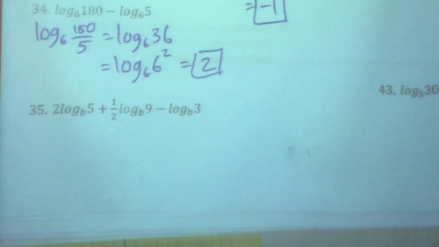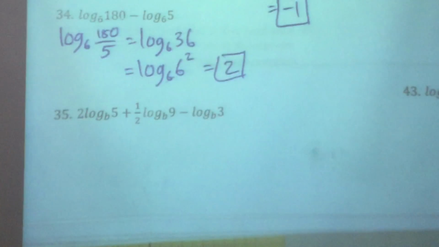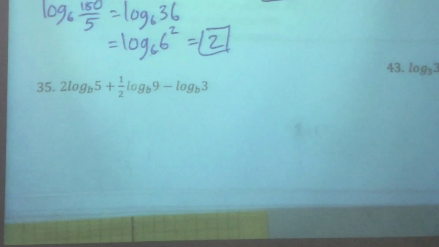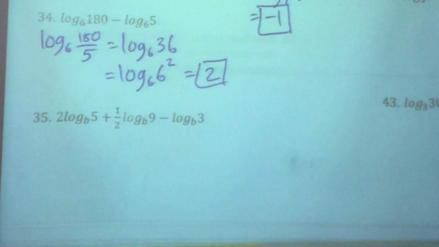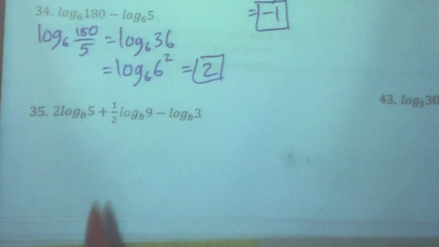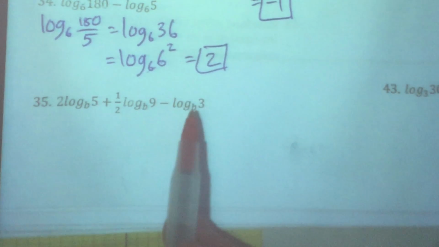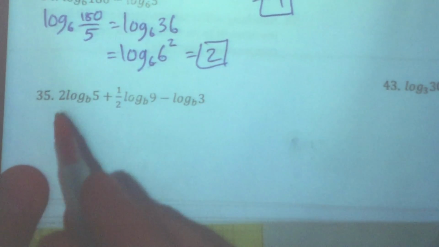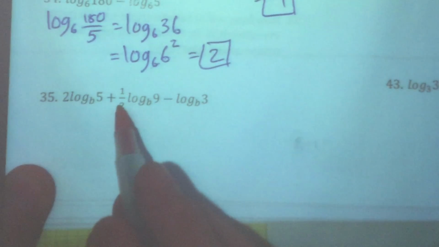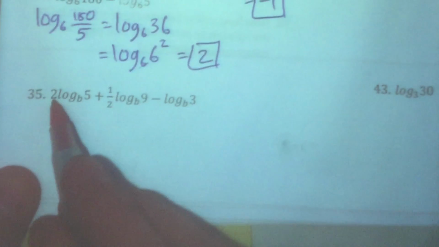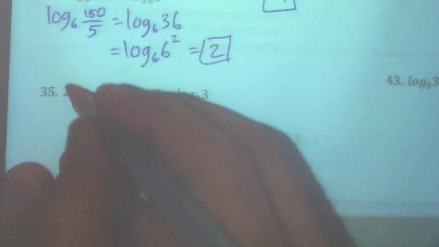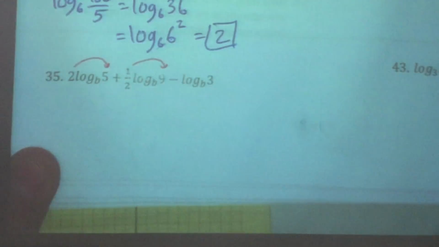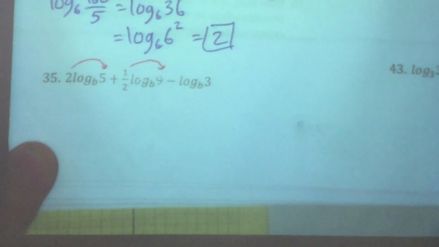35. 2 times log base b of 5 plus 1/2 log base b of 9 minus log base b of 3. This is a little bit more complicated. What you're going to want to do with these is just focus on 2 at a time. So I'm going to ignore the minus log base b of 3 for now and just focus on these two. And what I first see is that there's a coefficient in front. The 2 right there and the 1/2 right there. I can't put these together because of the 2 and the 1/2. Okay, so what you need to do is take that 2 and make it an exponent there. Take the 1/2 and make it an exponent there. Once those coefficients are gone, then you can put them together.